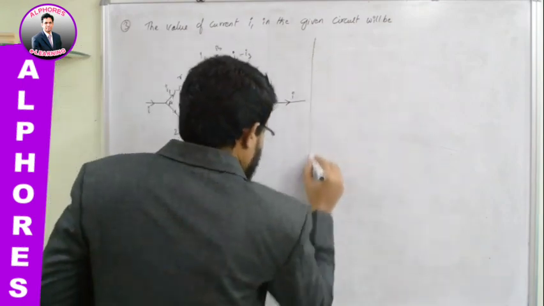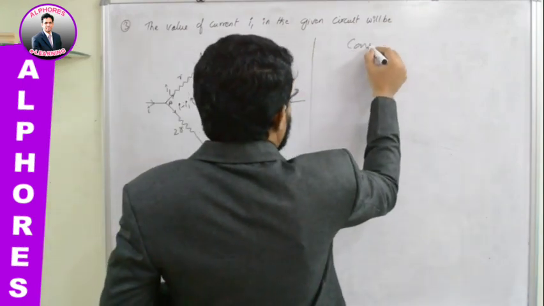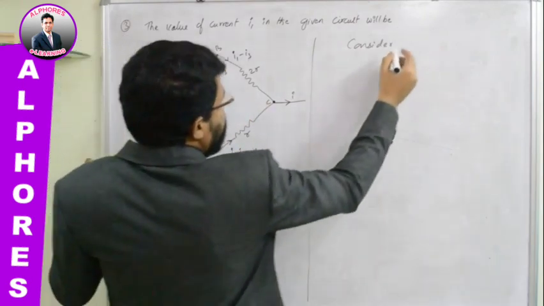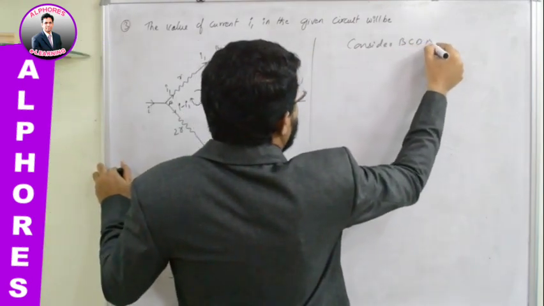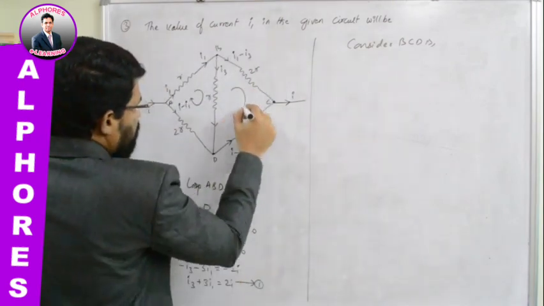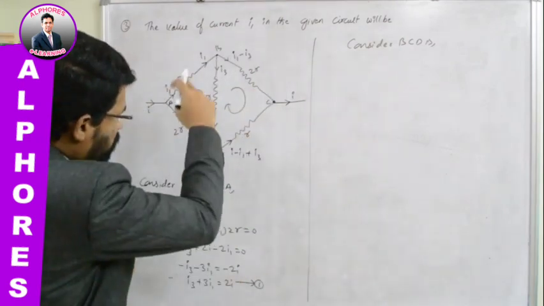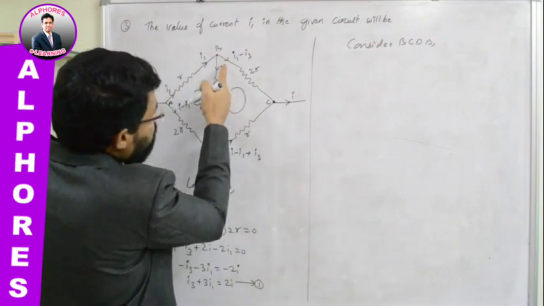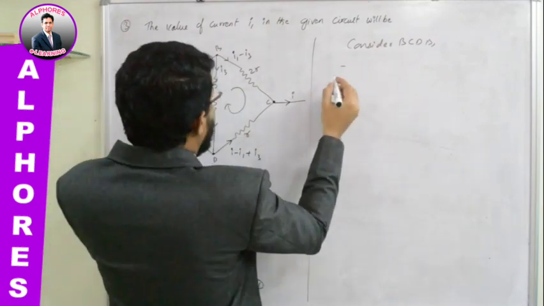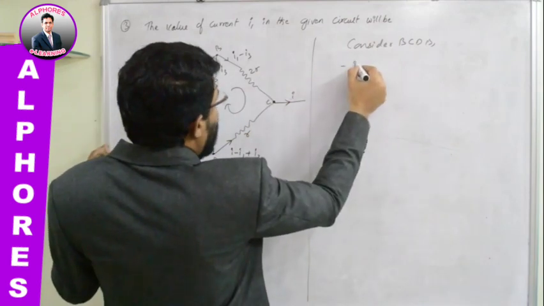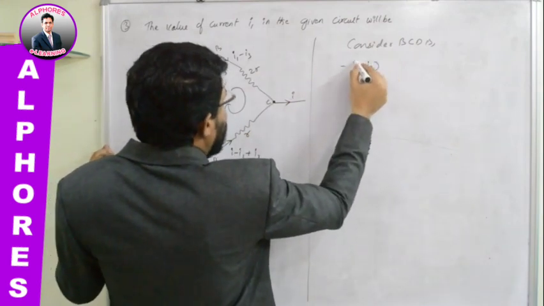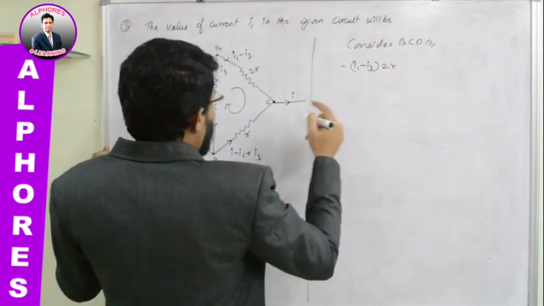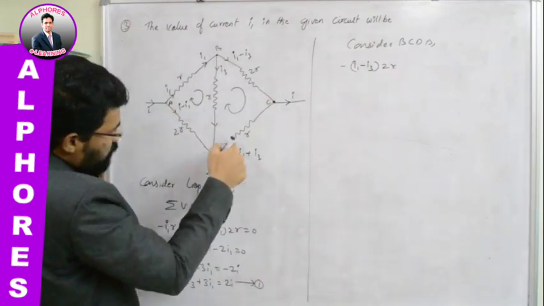Now consider loop BCDB. Let us trace the circuit in this sense, in clockwise sense. Now, if you are traveling from B to C, you are traveling along the direction of the current. So you will have minus. What is the potential across this resistor? I1 minus I3 into 2R. Current into resistance is what? Potential.